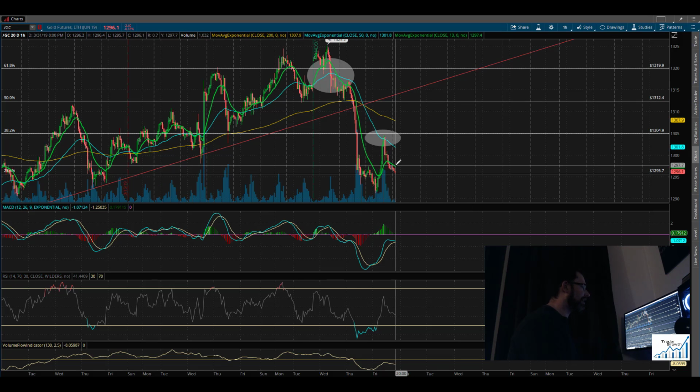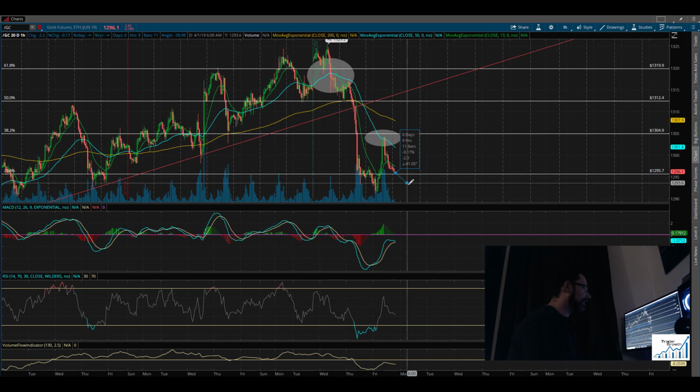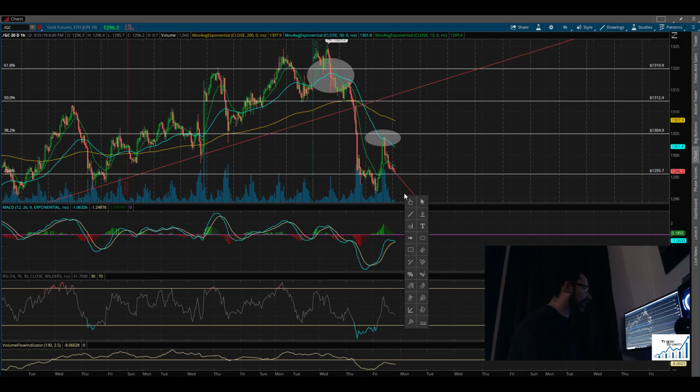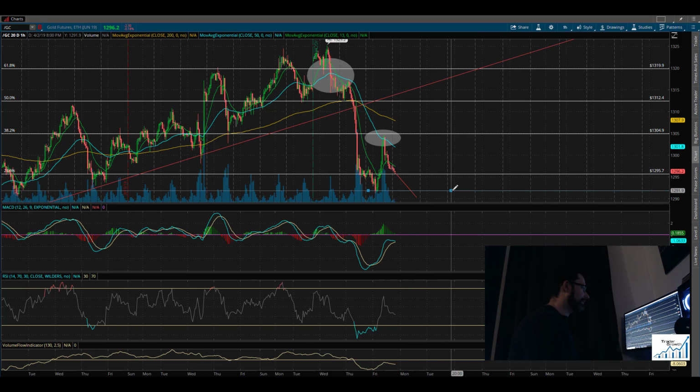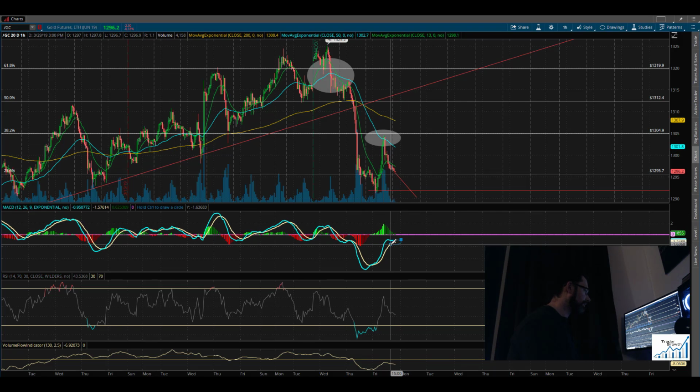If we continue to stay under the 13 EMA on the hourly, I would look to see continued price action to either retest our low in here or, you know, obviously push lower. But as long as we remain under this 50 EMA, I'd say that we're in a very strong trend for sellers to continue selling. We almost have a MACD cross here below the signal line, below the 0 line.